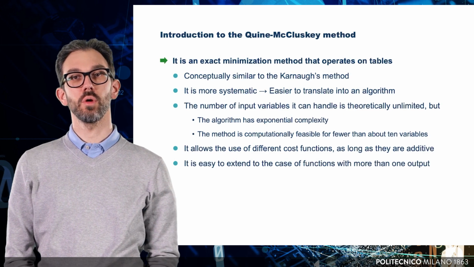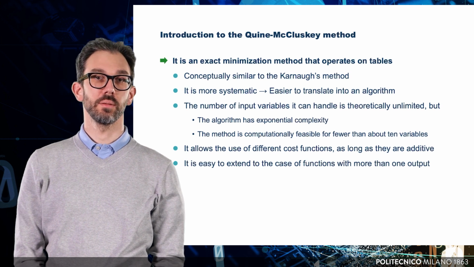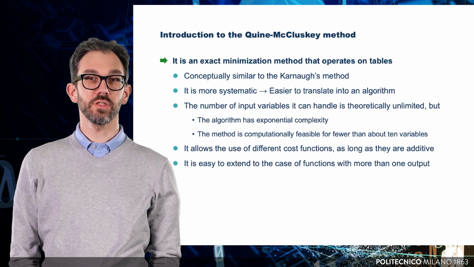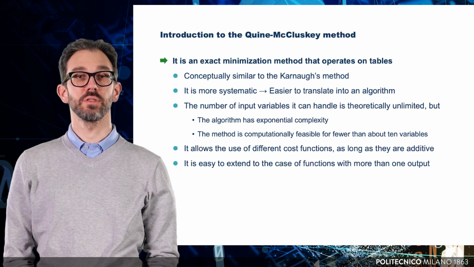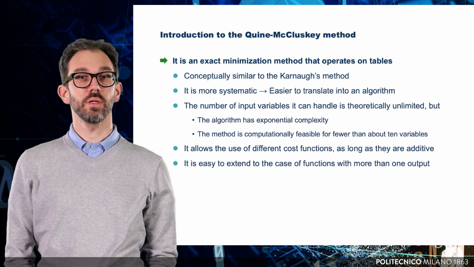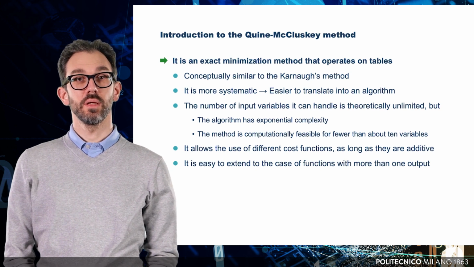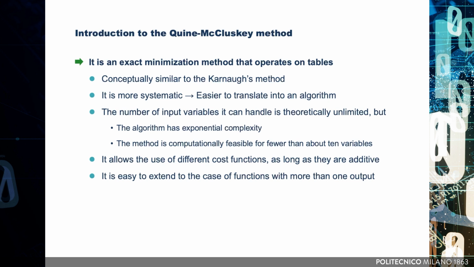The second two-level combinational synthesis method we examine in this course is the Quine-McCluskey method. It is an exact method conceptually similar to Karnaugh's method. In fact, it uses the same reduction rule to generate prime implicants and similar criteria for identifying the set of prime implicants representing a solution. The difference compared to the previous method is that it is more systematic.